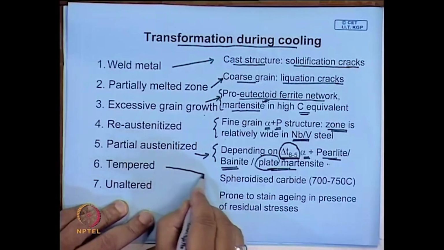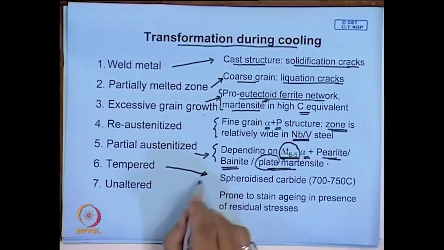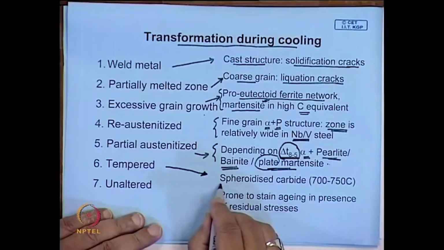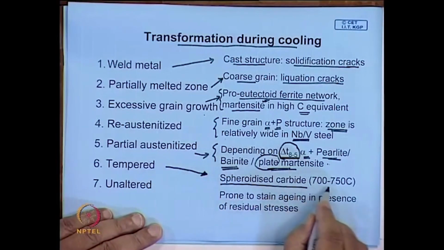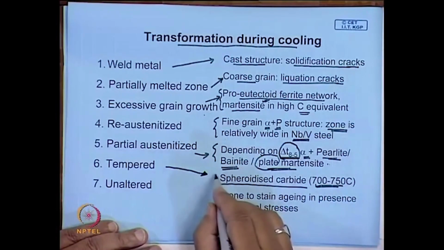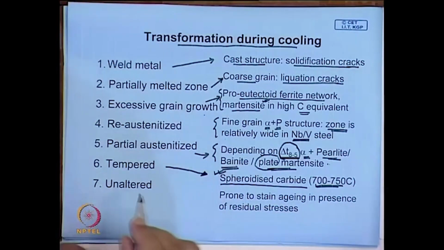Here the hardness can drop, can become lower than the hardness of the parent metal, and here the spheroidization process takes place. Carbides become spheroidized, and particularly the zone which is heated to 700 to 750 degree centigrade. This is the zone which is prone to this kind of softening process.